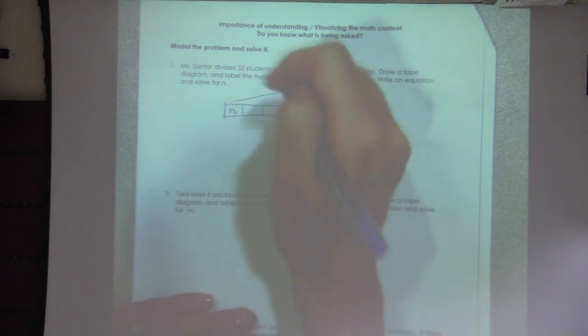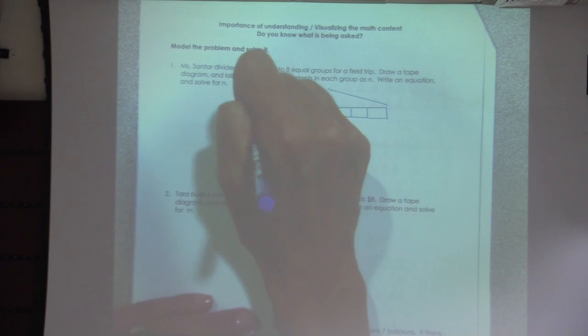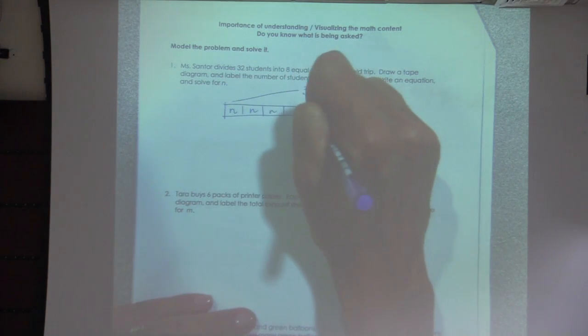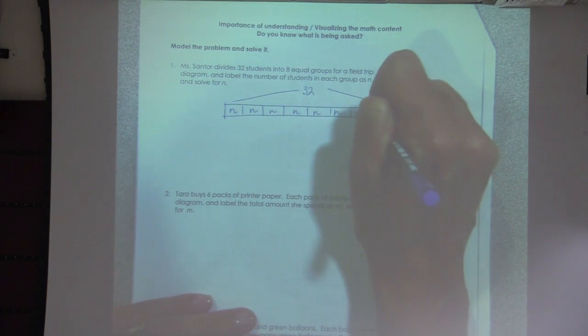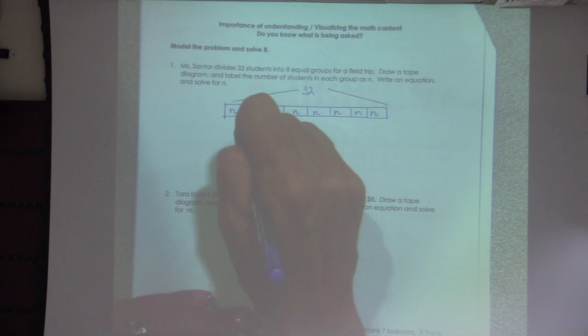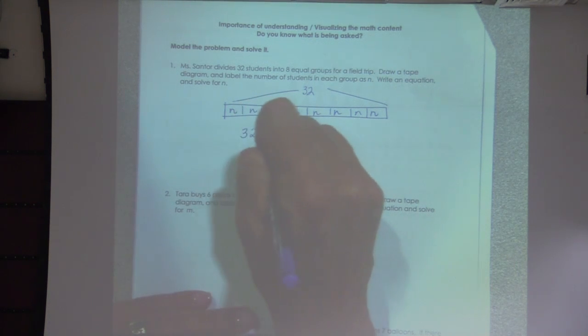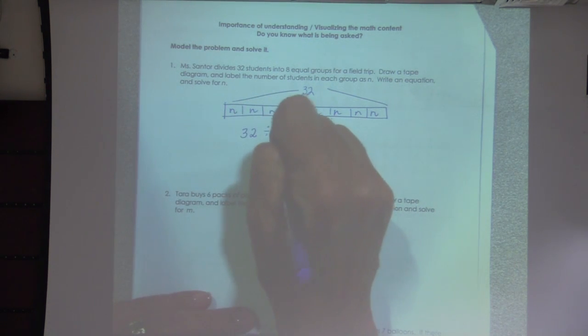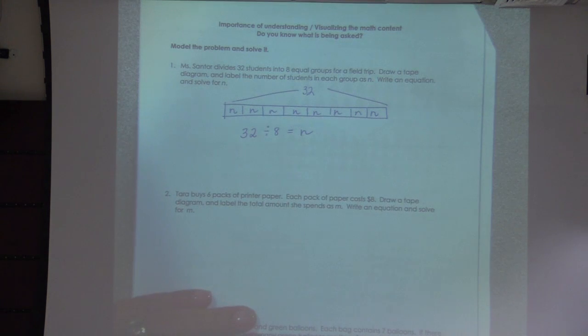And this is where I would not require a child to do this, but at the very beginning, your child's teacher might, if they're struggling to understand what this means. So what does this mean? To me, this is 32 divided by 8 is going to give me n.